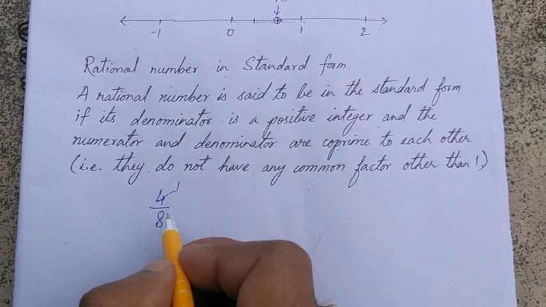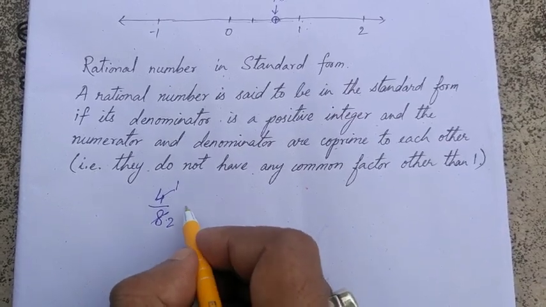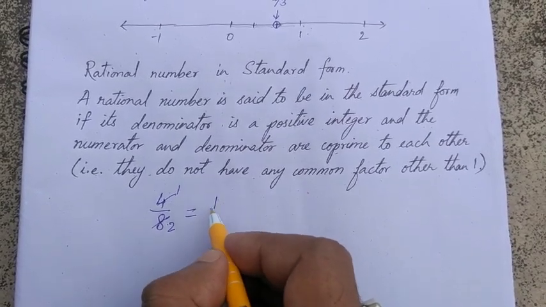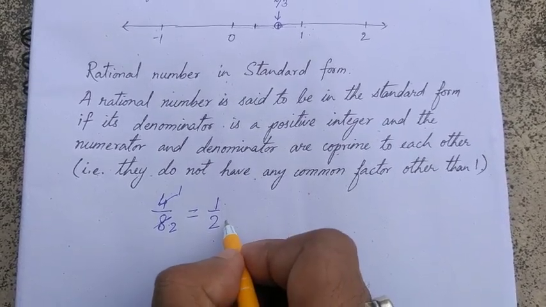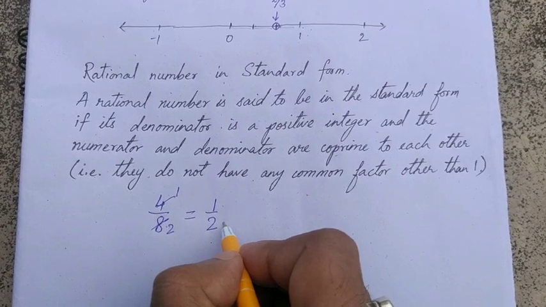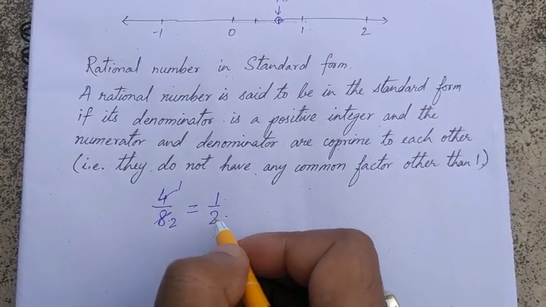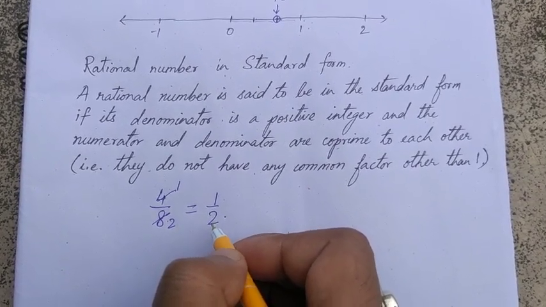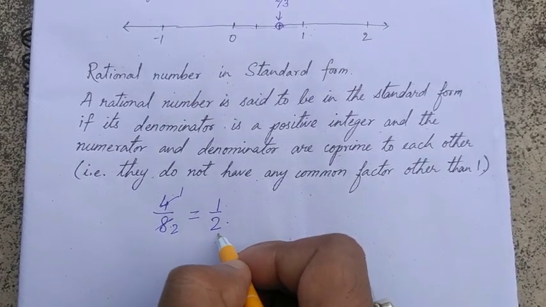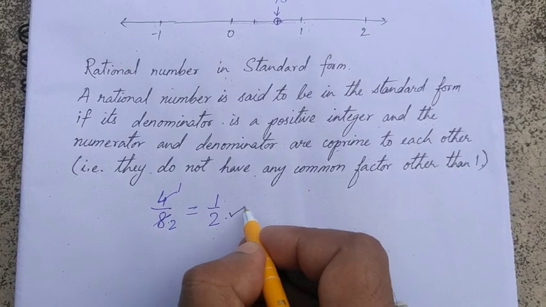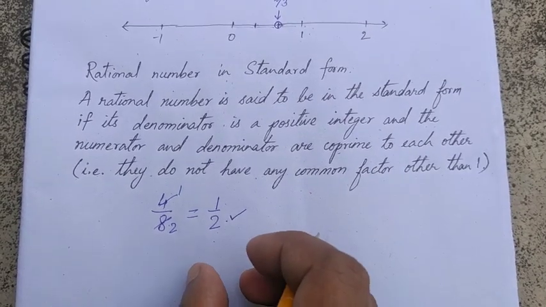4 ones are 4, 4 twos are 8. So 4 by 8 can be written as 1 by 2. Now we can see that 1 by 2 is in the form of p by q, so it is a rational number. Also 1 and 2 are having no other common factor other than 1. That means 1 and 2 are co-prime, and the denominator is also a positive number. So 1 by 2 is in the standard form.